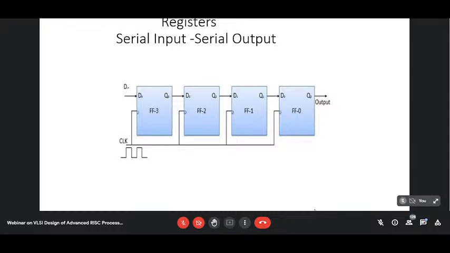So these are some serial registers. Each time you give a clock, what happens? The data that was there in D3 will be shifted to D2, and so on.